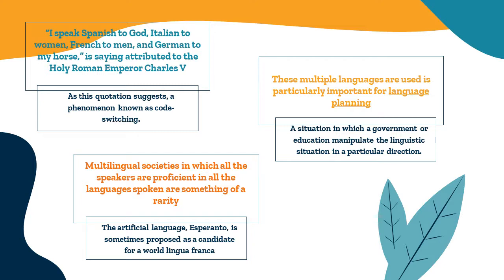How these multiple languages are used is particularly important for language planning. Language planning is a situation in which a government or education system manipulates the linguistic situation in a particular direction. Multilingual societies in which all the speakers are proficient in all the languages spoken are something of a rarity. The artificial language, Esperanto, is sometimes proposed as a candidate for a world lingua franca.